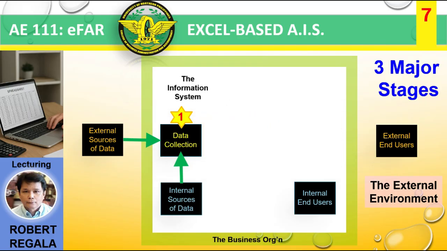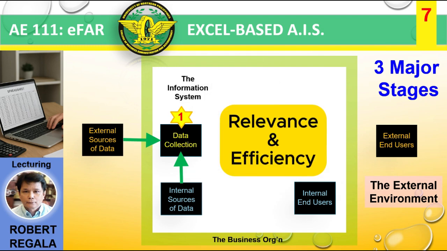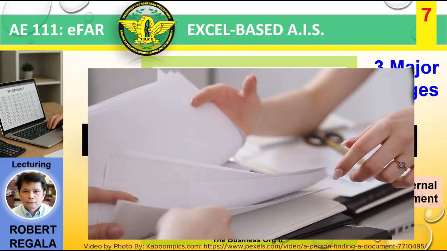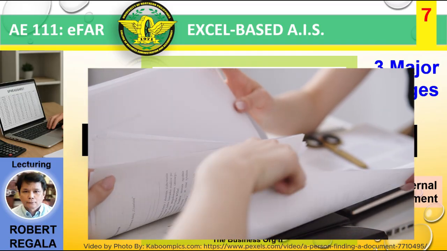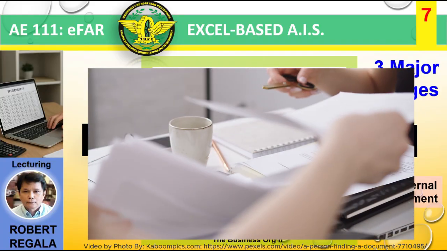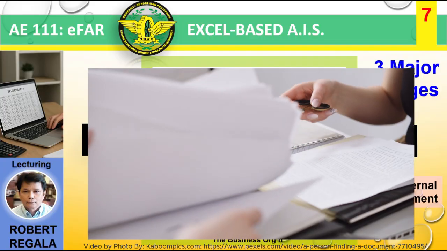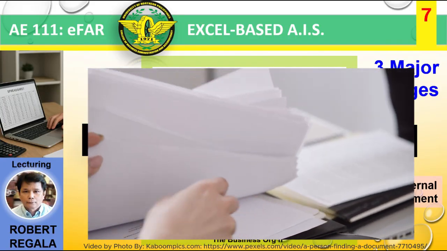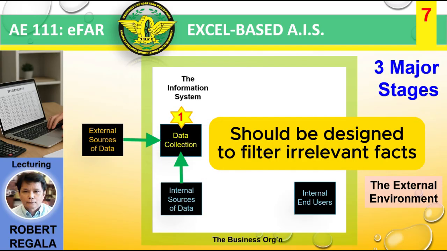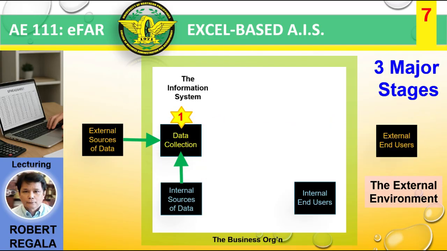Two rules govern the design of data collection procedures: relevance and efficiency. The information system should capture only relevant data. A fundamental task of the system designer is to determine what is and what is not relevant. He or she does this by analyzing the user's needs. Only data that ultimately contribute to information are relevant. The data collection stage should be designed to filter irrelevant facts from the system.